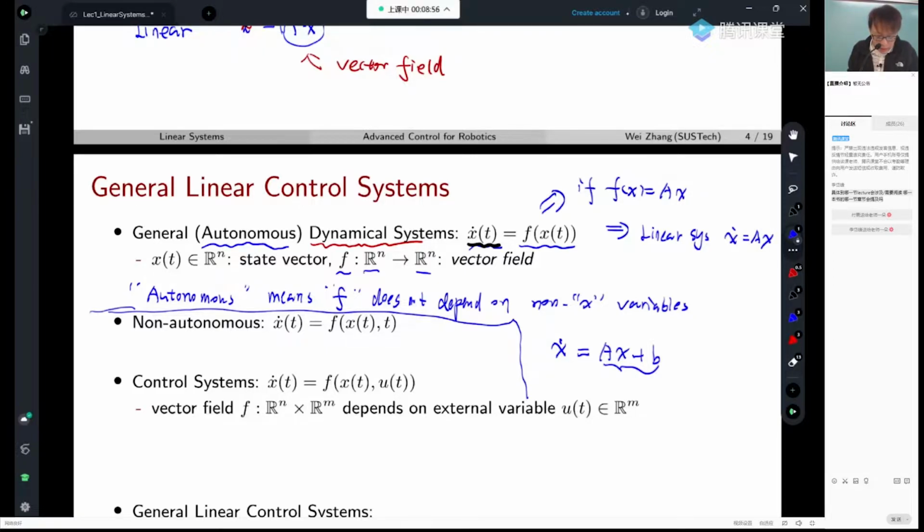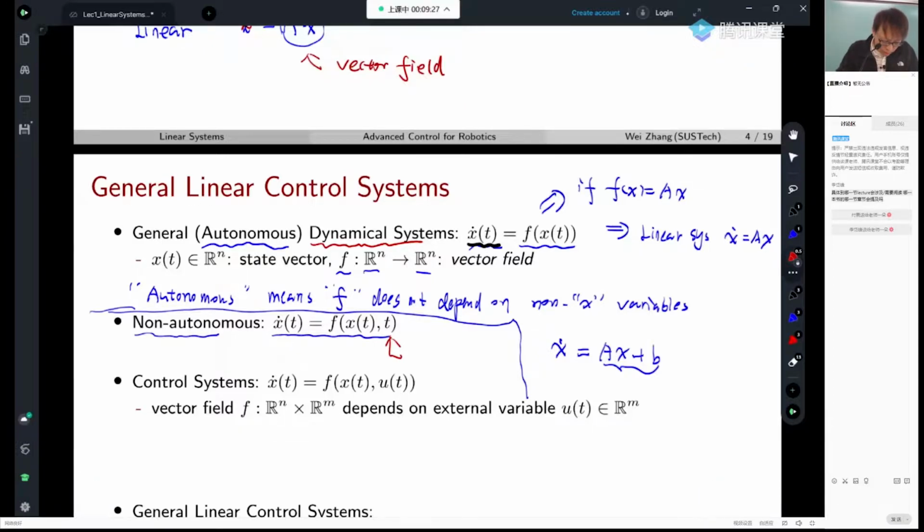All right. So how to check whether it's autonomous or not? This function, the vector field, the velocity, only depends on the state vector. If you tell me the state vector, the velocity is completely determined. Okay, that's autonomous. A non-autonomous system in general can be written like this. It not only depends on x, but also depends on other things. And why I write a t here, that becomes time varying.